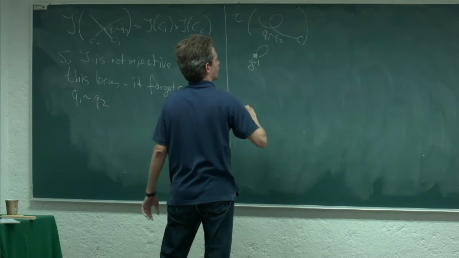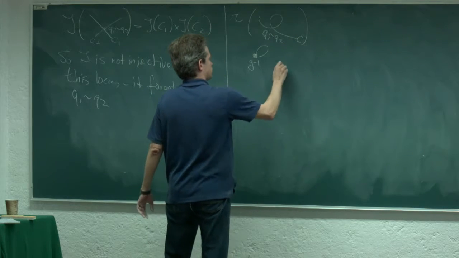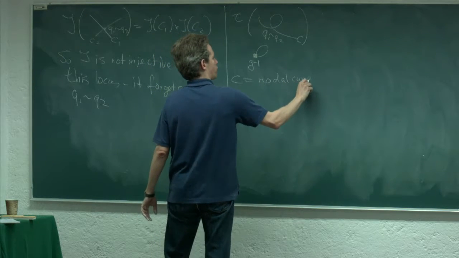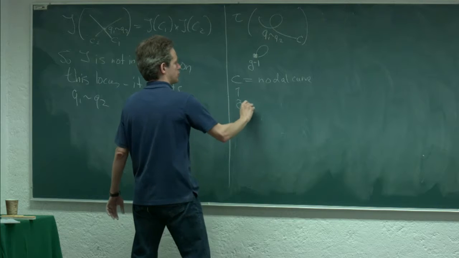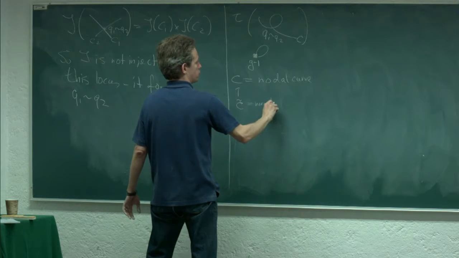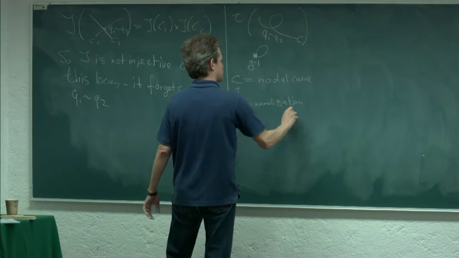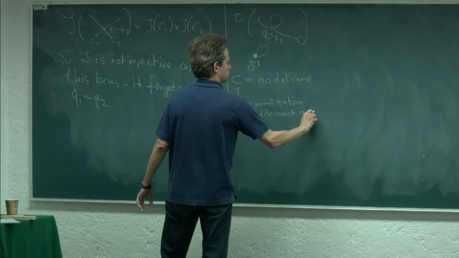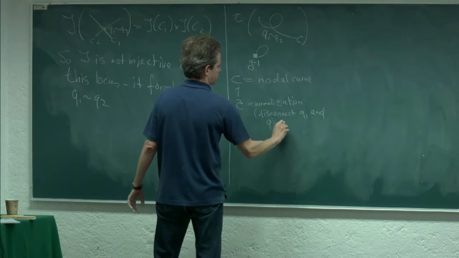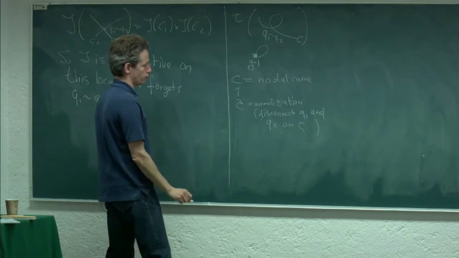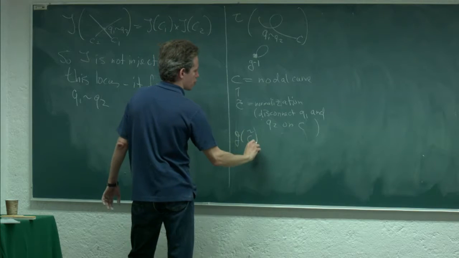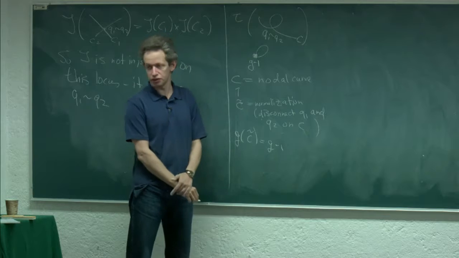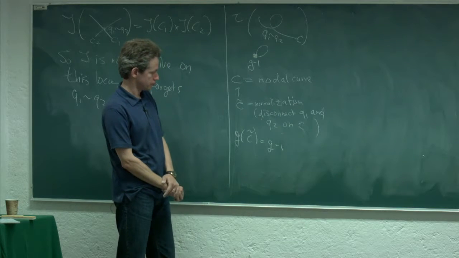So my notation will be C will be the nodal curve, and C twiddle will be its normalization. The word normalization is just to say that we disconnect Q1 and Q2. Okay. The genus of the normalization is g minus 1. That's what I wrote here. That's what I meant anyway.